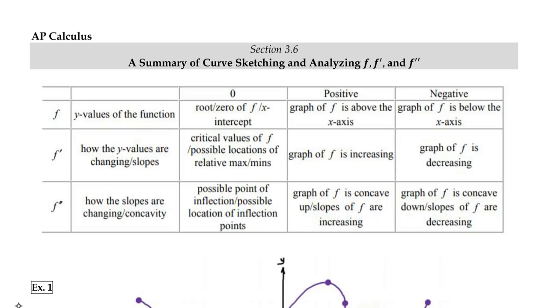Okay, now we're on to 3.6. I want you to think of this lesson as like a review of the whole chapter. So 3.6, it's called curve sketching. We're also putting in analyzing f prime and f double prime. So it's just kind of putting the whole chapter together.